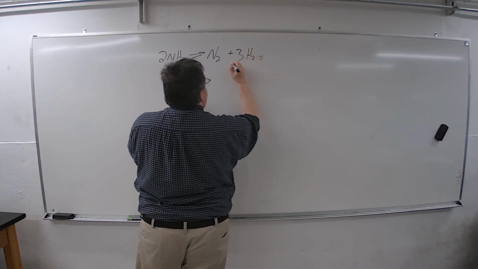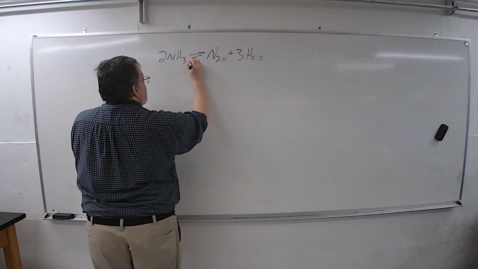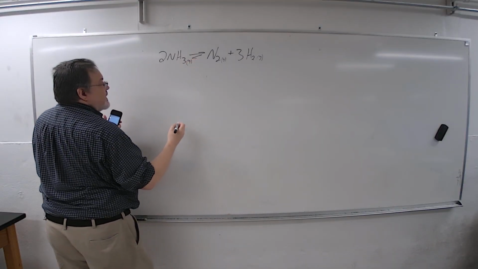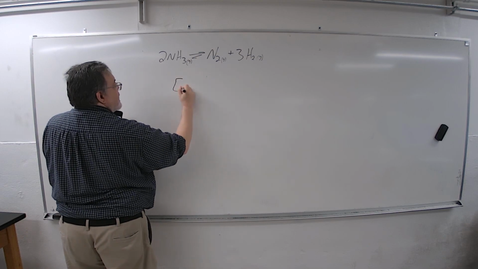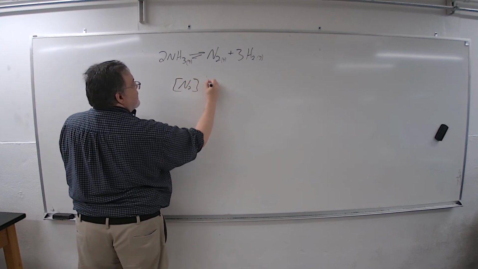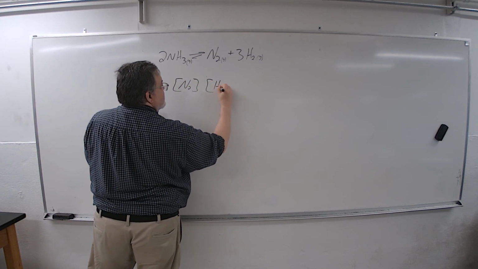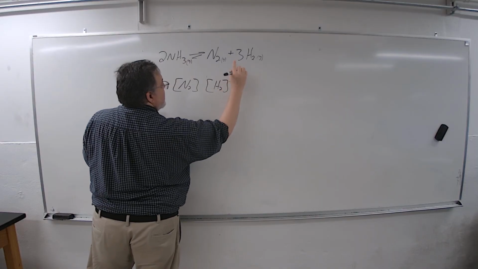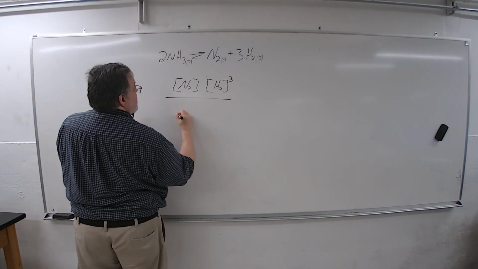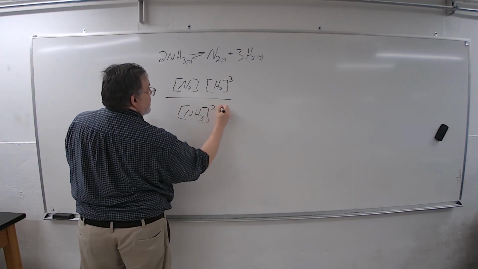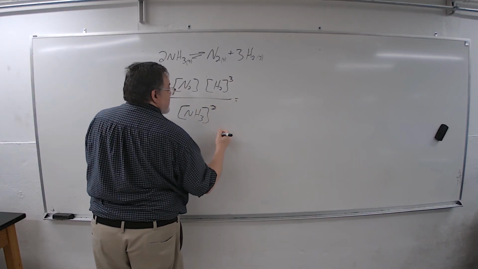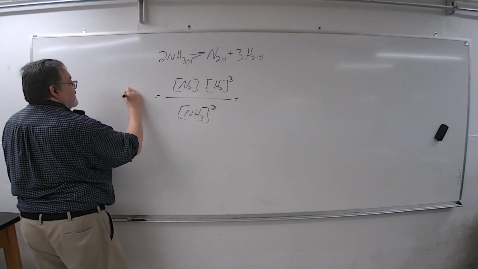And it is significant that these are all gases. So you should start with an expression. This will go on bottom, these go on top. So concentration of N2, concentration of H2 to the third power, and then on the bottom, concentration of NH3 squared. That gives you Kc.